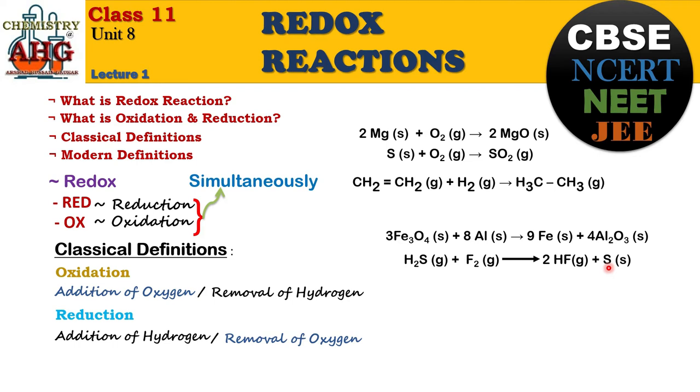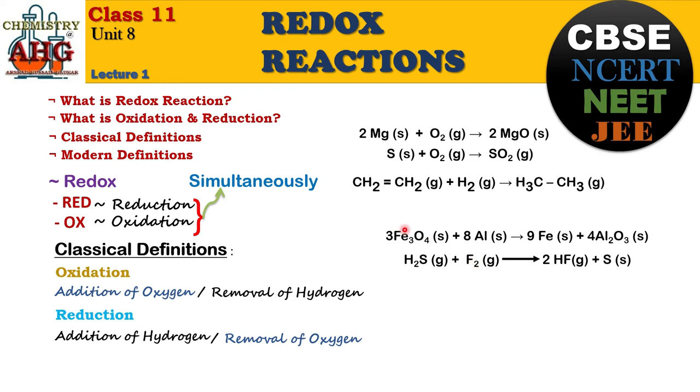Again you can see why sulfur has been oxidized, since it has lost hydrogen, since it has removed hydrogen. Removal of hydrogen is oxidation. Likewise you can see which element has been reduced. Fluorine, because before the reaction fluorine had no hydrogen, but now fluorine has a hydrogen atom. So gain of hydrogen, addition of hydrogen, is reduction.